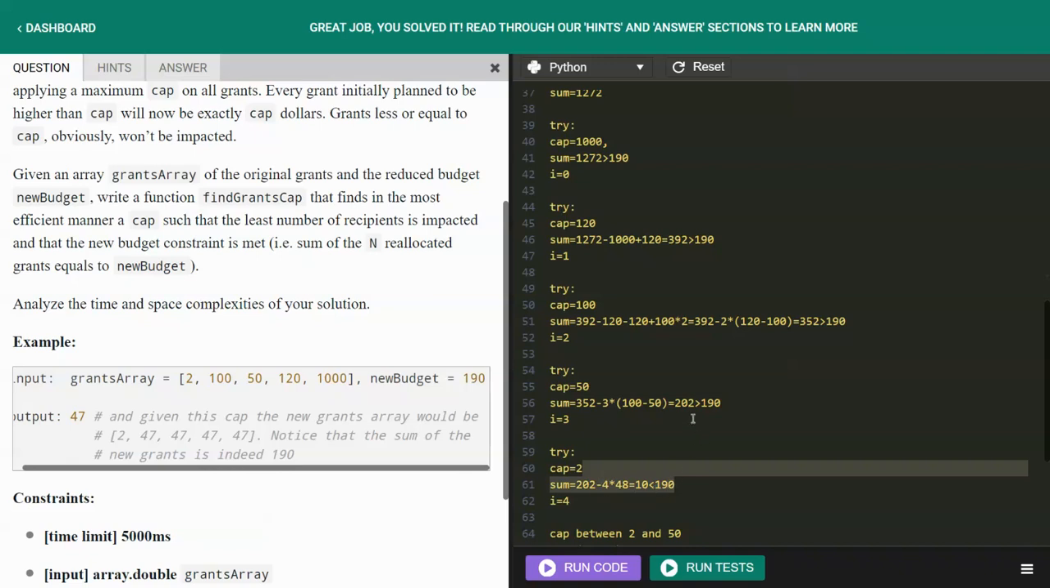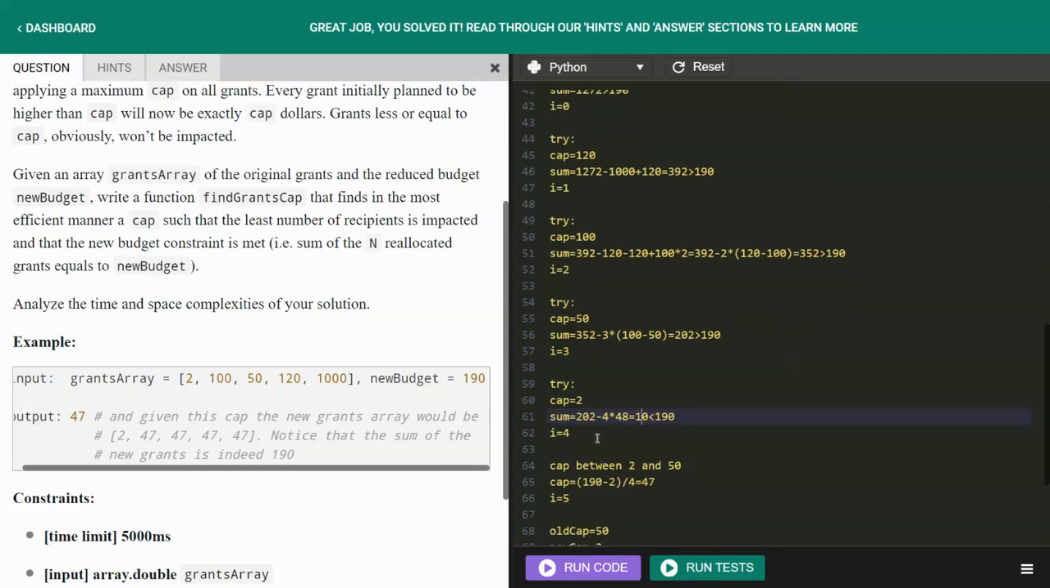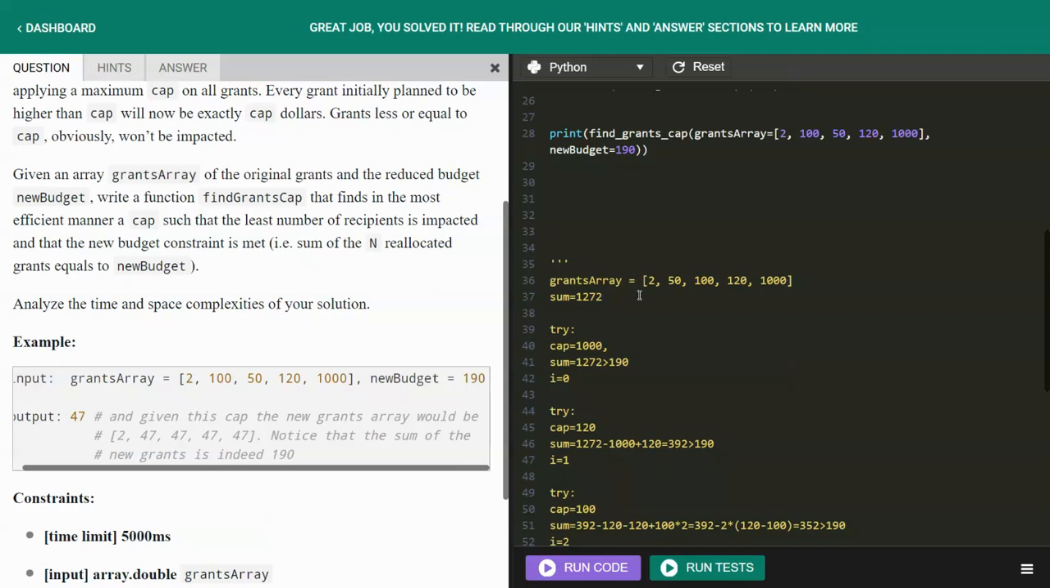So this is the terminal condition, right? We basically keep trying until the running sum is below the budget. In this case, it is. So we know the cap rate should be between 2 and 50. In the scenario where we try everything, all the members, set the cap rate to even the lowest member, and the running sum is still above the budget, that will be easy, right?